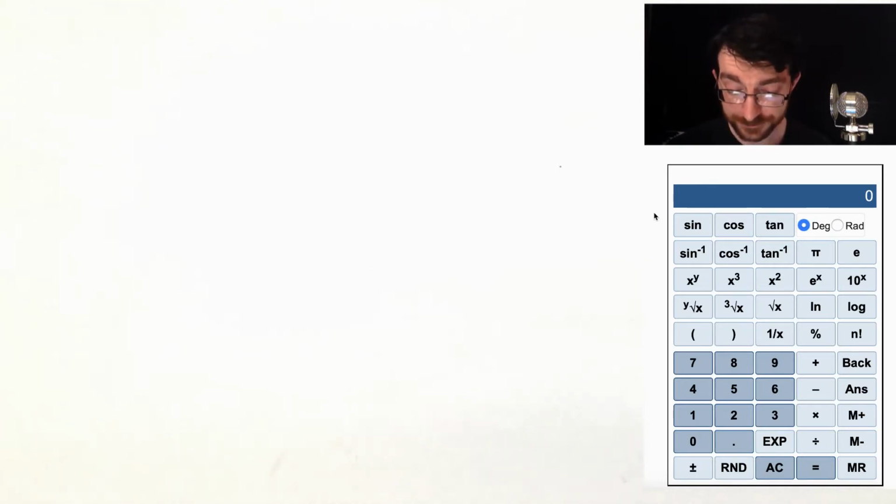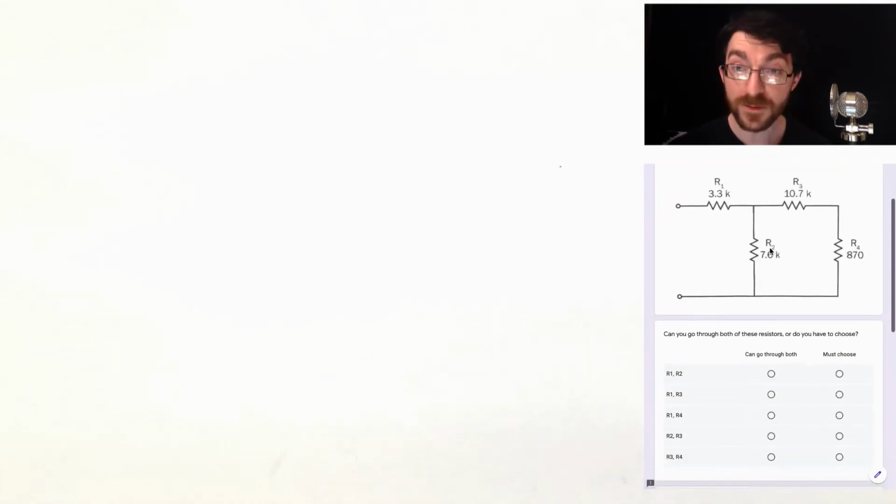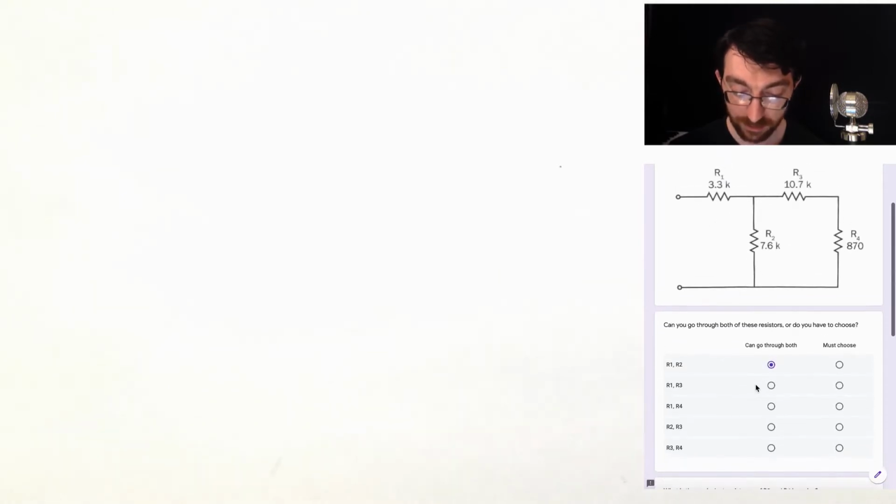So I'm going to open up that email that has the links in it, and we've got assignment 1. If I open that up, we've got the picture of the circuits, and here it's, can you go through both of these resistors or do you have to choose? So it is possible to go through resistor 1 and resistor 2. It's not a problem. So yes, you can go through both. Resistor 1 and 3, yes, you can go through them both if you just go straight. Resistor 1 and 4, again, not a problem because you can take that path. 2 and 3, that's a problem. If you go through 2, you passed 3, you can't go through it. If you go through 3, you went around 2, you can't go through it, so you must choose. 3 and 4, turns out that you must go through them both if you go through either, but the point is that you can go through both. You don't have to choose between 3 and 4.